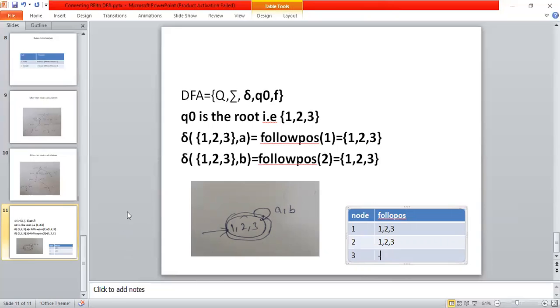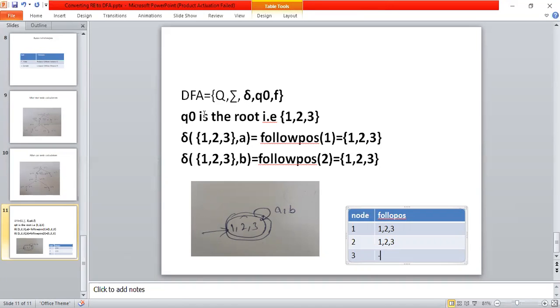Before constructing this DFA, first of all, recall the tuples we have in a DFA. The DFA consists of the following 5 tuples: Q, sigma, delta, Q naught, F. Here Q represents the set of states in the DFA, sigma represents the input symbols, and delta represents the transition, how it moves from one state to another state. Q naught represents the initial state, and F represents the final states.